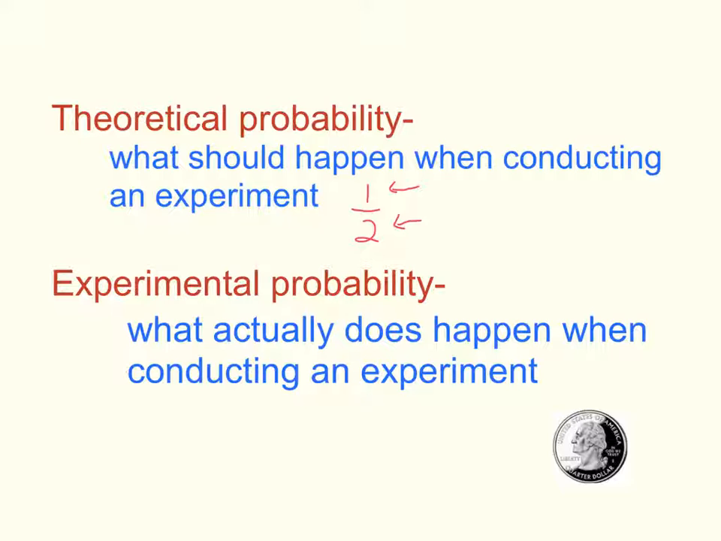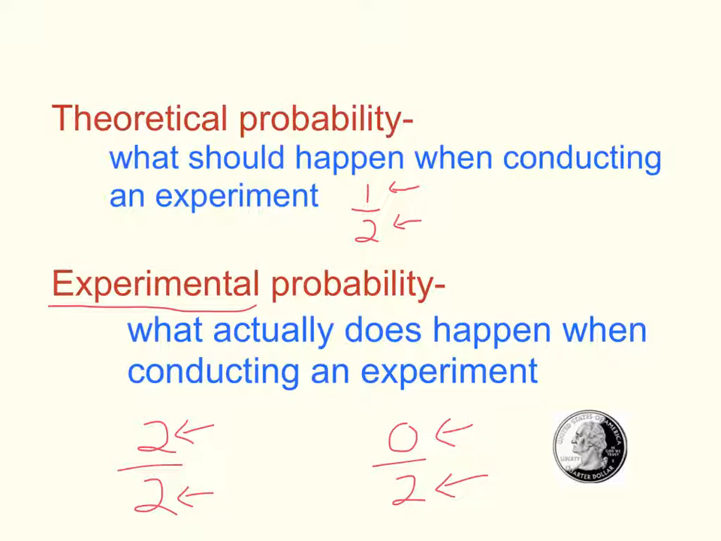So the experimental probability is what actually does happen when you conduct the experiment. So if you flip that coin and it lands on heads twice, then the probability is 2 out of 2 because there were 2 possible outcomes and heads was flipped twice. Or maybe tails was flipped both times. So the experimental probability of getting the heads was 0 out of 2 because again you flipped it twice and heads was 0 times.